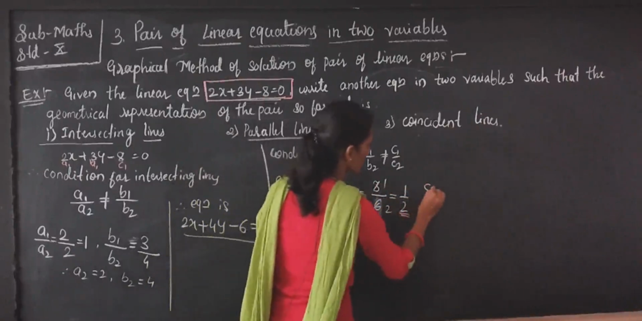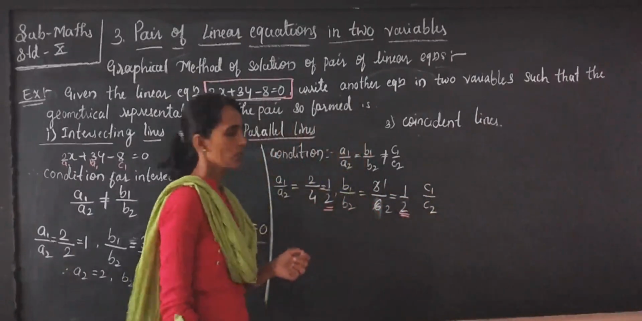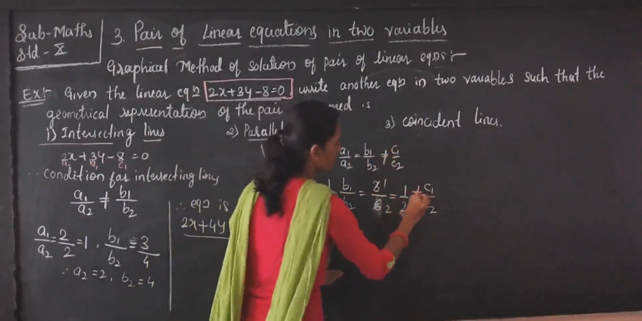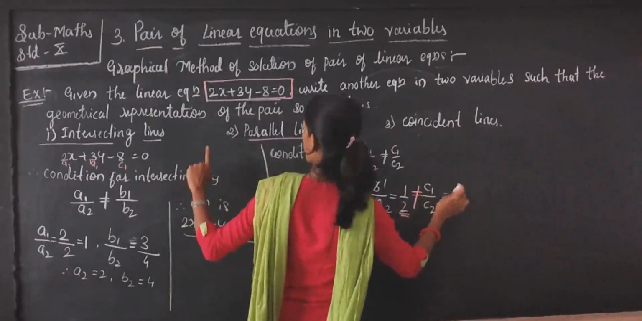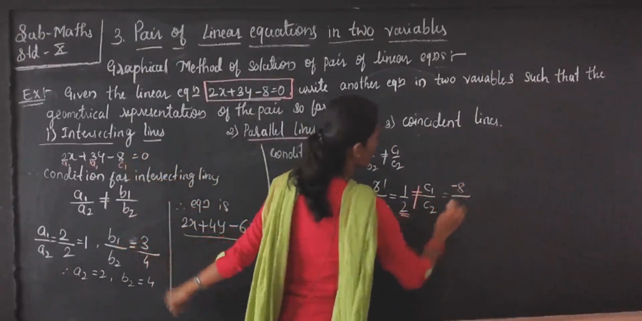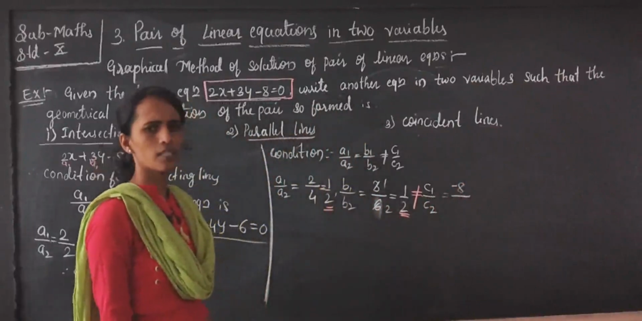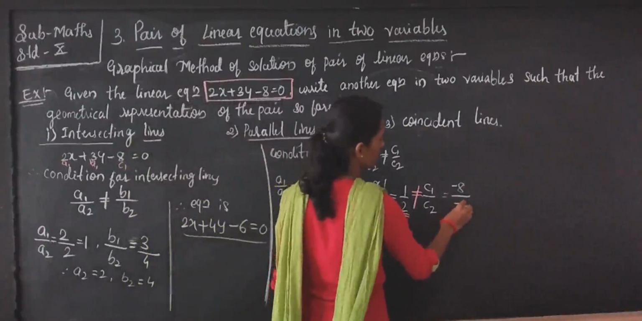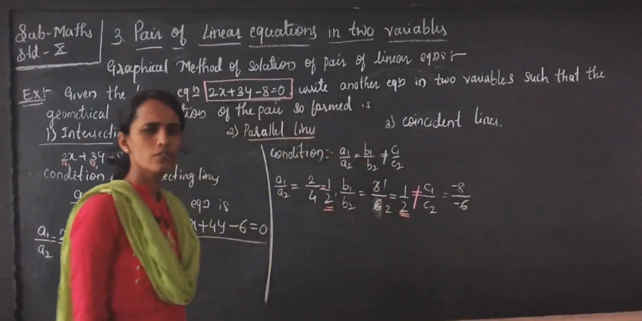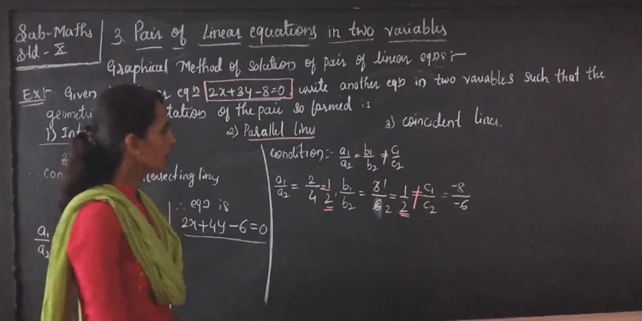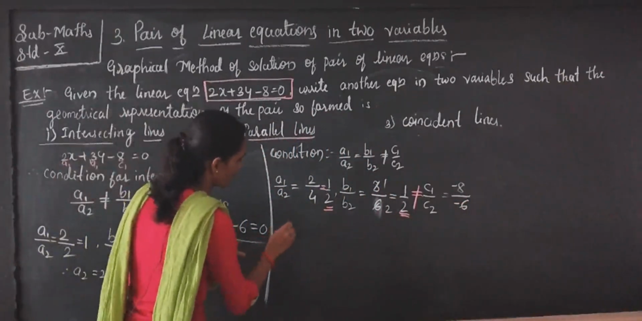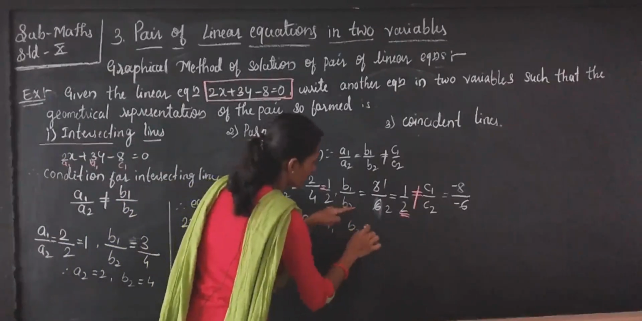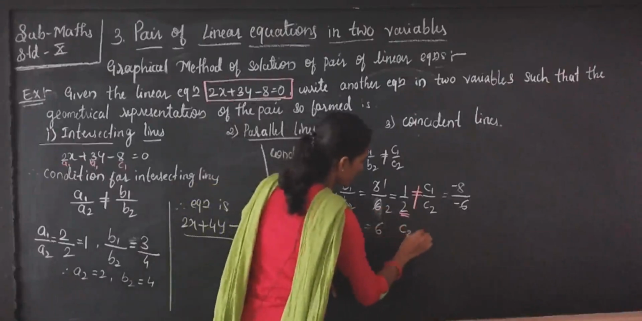But C1 by C2 has to be not equal. Both ratios are equal, but C1 by C2 does not have to become equal here. Not equal means C1 is already minus 8, so what will you take here? Any other number, as long as it does not come to 1 by 2. You can take 4, 6, or 5. Again we take 6 only, so that is also minus 6 only. Therefore, A2 is 4, B2 we have taken as 6 and C2 we have taken as minus 6.